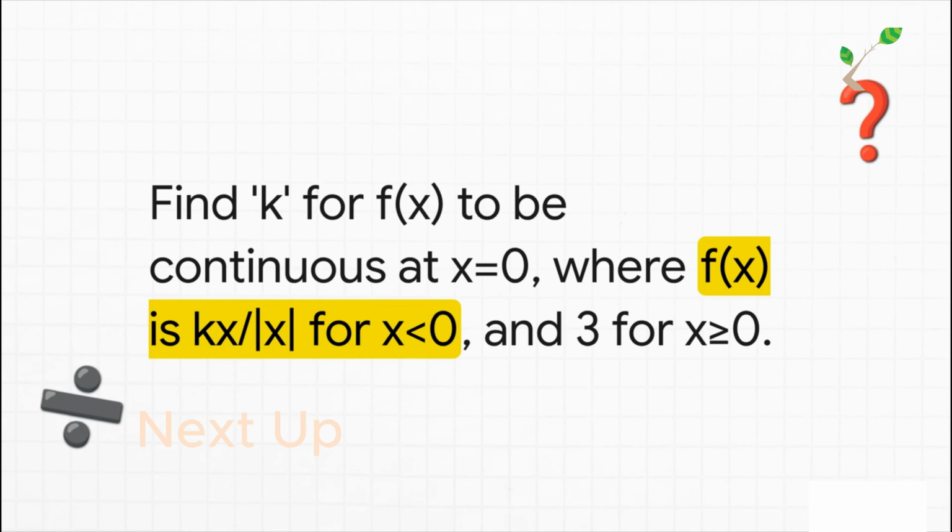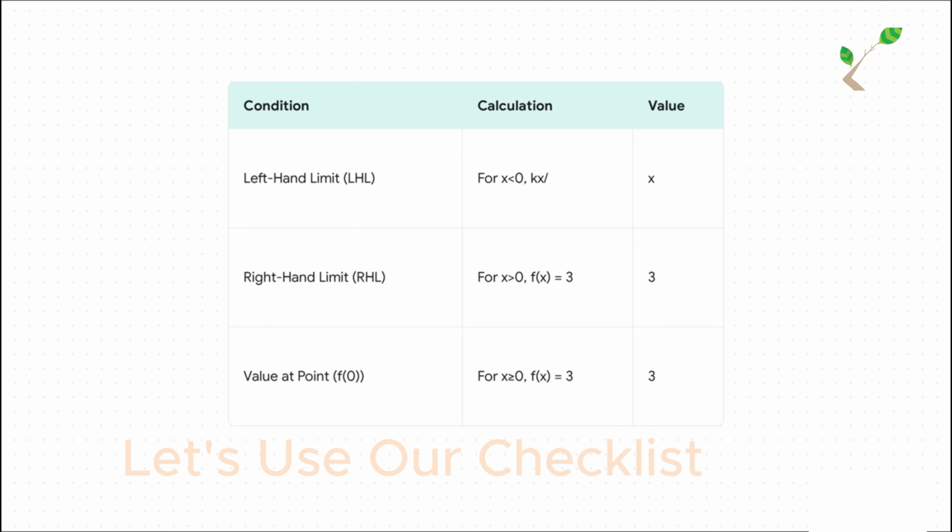Okay, next up. This one looks a little more intimidating because we've got a piecewise function and that absolute value sign. That's a classic exam trick. The game plan is the same though. We need to check the limit from the left and the limit from the right and see if they match up right at x equals 0. Let's use our checklist. First, the left-hand limit.